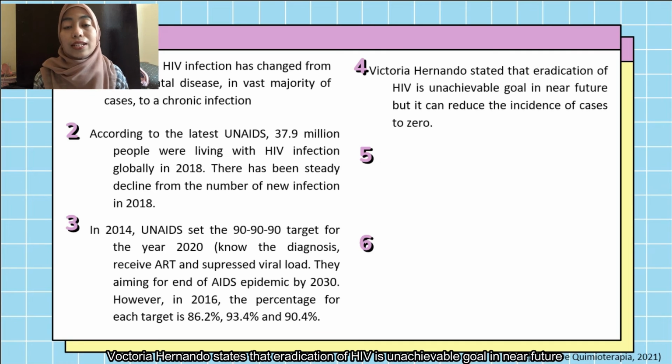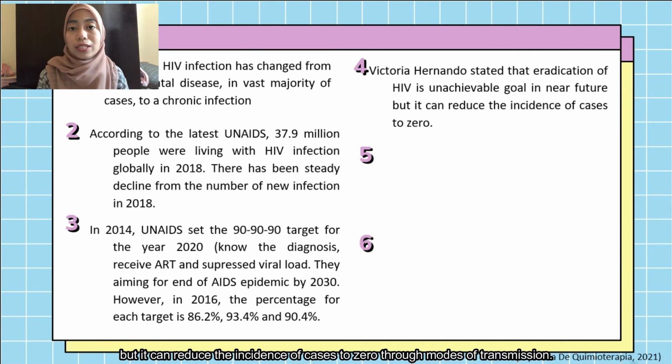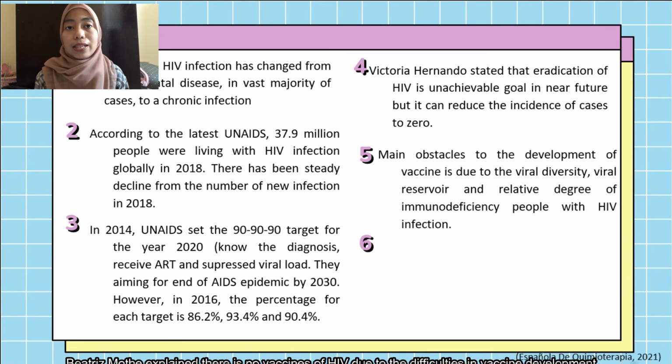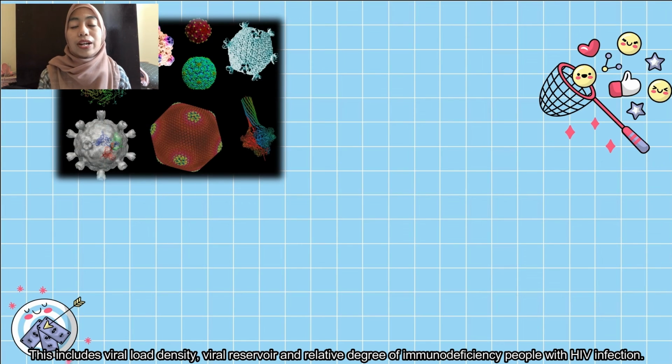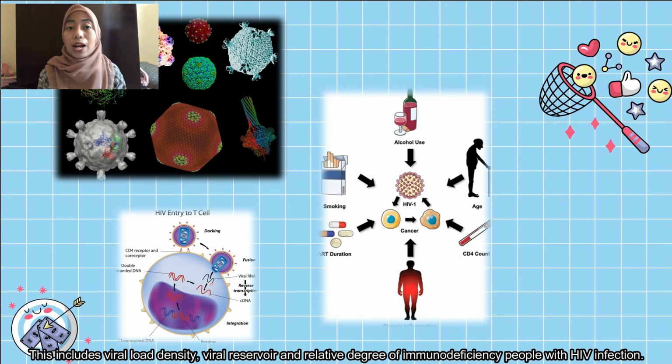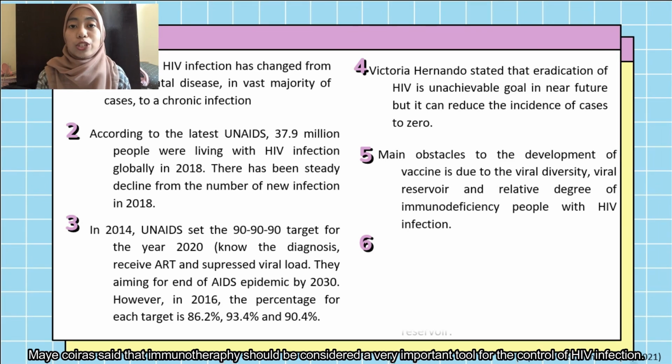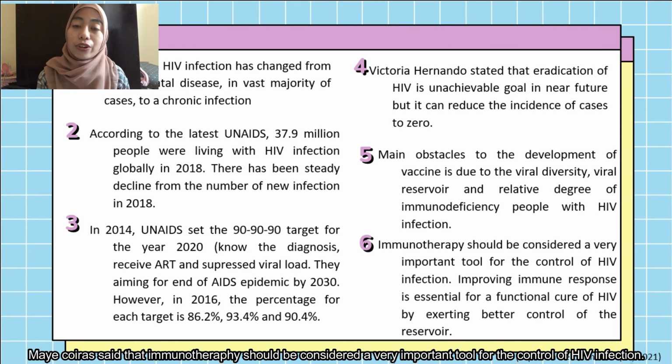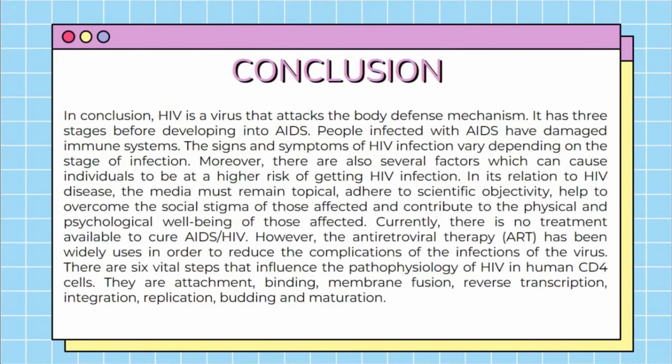Victoria Hernando stated that the eradication of HIV is an unachievable goal in the near future, but it can reduce the incidence of cases to zero through modes of transmission. Beatrice's mother explained that there is no vaccine for HIV due to difficulties in vaccine development. These include viral load density, viral reservoir, and relative degree of immunodeficiency in people with HIV infection. Mayakara said that immunotherapy should be considered as a very important tool for the control of HIV infection.